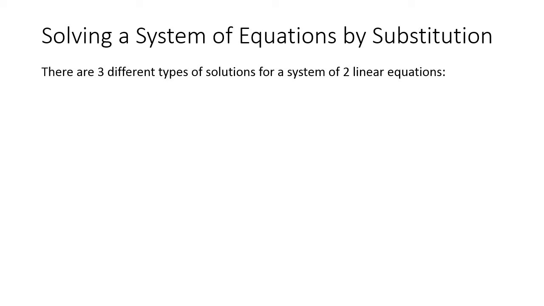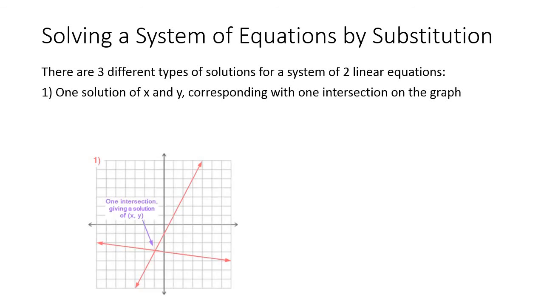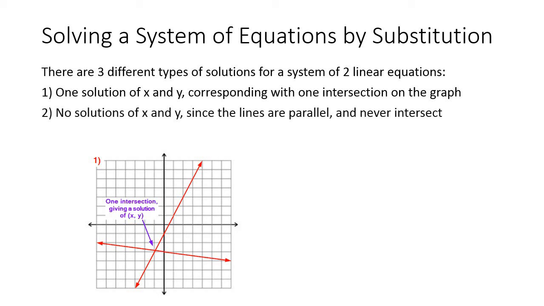So quickly here, there are 3 different types of solutions for a system of 2 linear equations. As we just saw, there isn't always a solution. There could be no solution. So type 1 is there is one solution of x and y, corresponding with one intersection point on the graph. So this is an example here. We got 2 lines and they intersect at one point. If you wanted to solve it by substitution, algebraically, you would get the x and y coordinates here. Or you could solve it graphically, as I showed in a previous lesson. So this is the first type we saw.